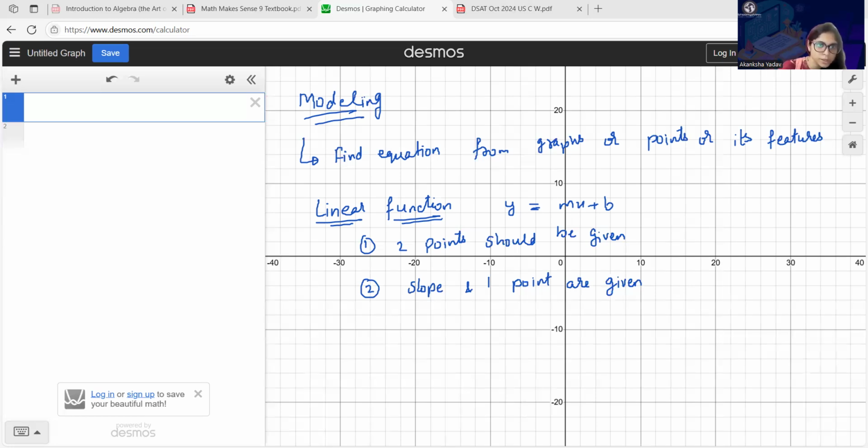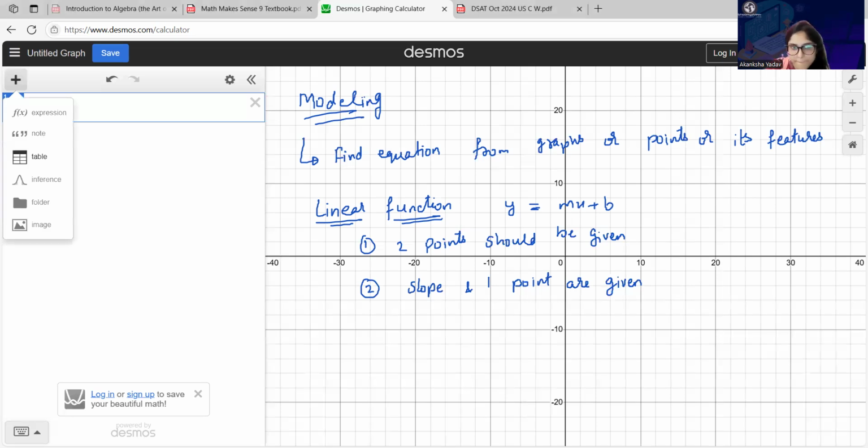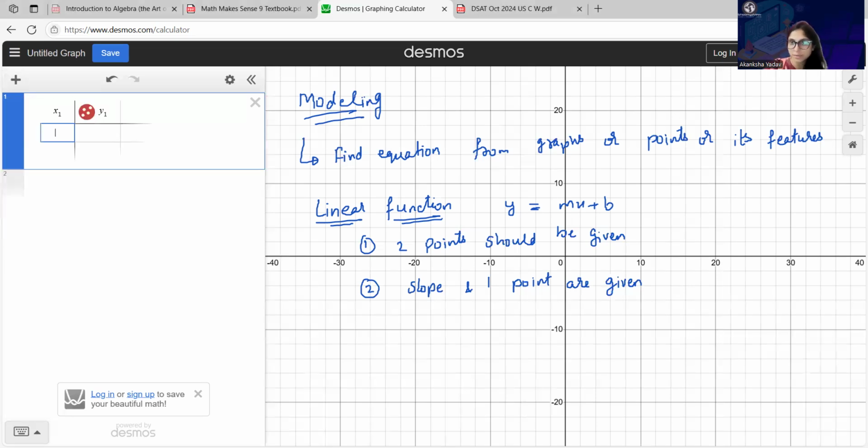So that's when you make a table, right? That's when you make a table. Sometimes the points will not be explicitly given to you. It will be a word problem and you have to identify what the points are.